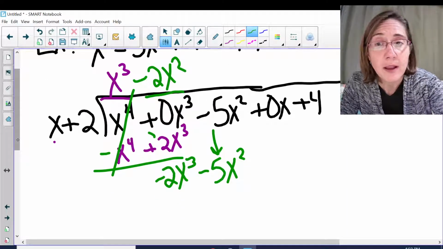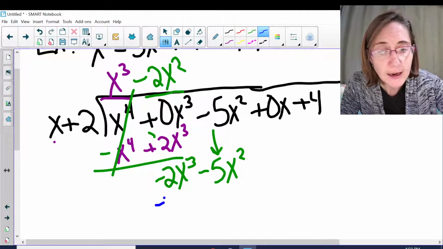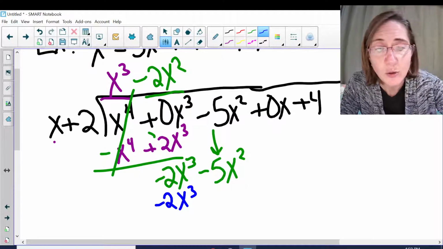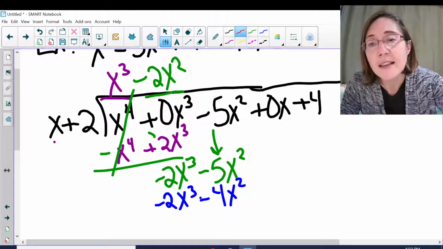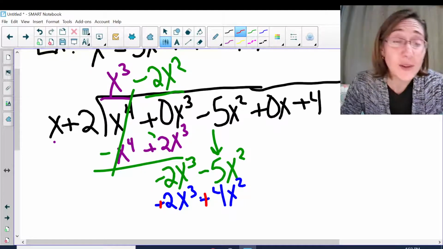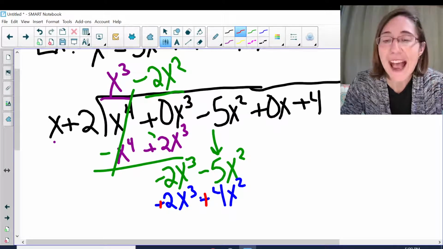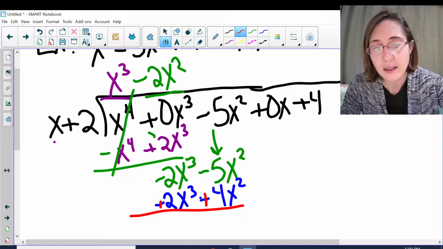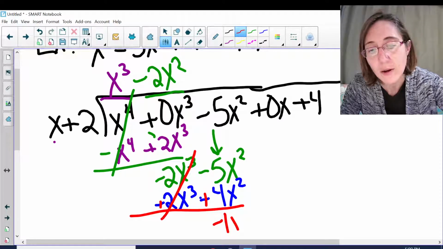Now I need to multiply. We're going to take that negative 2x squared and multiply it by x and get negative 2x cubed. Then also take that negative 2x squared and multiply it by 2 and get negative 4x squared. Now I need to subtract, and subtraction is the same as adding the opposite. Notice that the signs had to change. I know they were already negative, but to subtract a negative is like adding a positive. You need to watch that step right there. So my 2x cubes are going to cancel each other out, and I have negative 5x squared plus 4x squared, so that would be negative 1x squared.